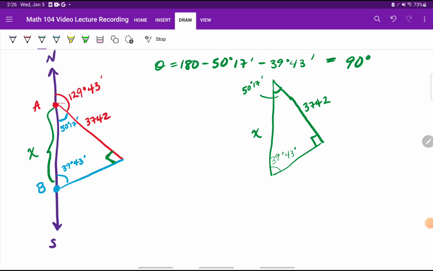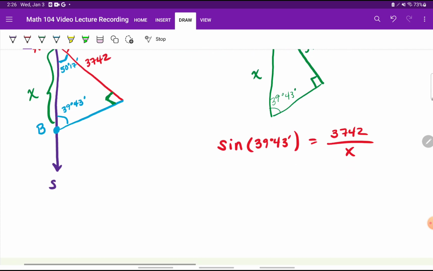So from our bottom angle there, that 39 degrees 43 minutes, we have the opposite side and we're trying to find the hypotenuse. The trig function that's opposite and hypotenuse, that's going to be sine. So sine of 39 degrees 43 minutes is equal to our opposite side over our hypotenuse. And now we solve for x. It's currently located in the denominator, so my number one priority is to get it out by multiplying both sides by x.